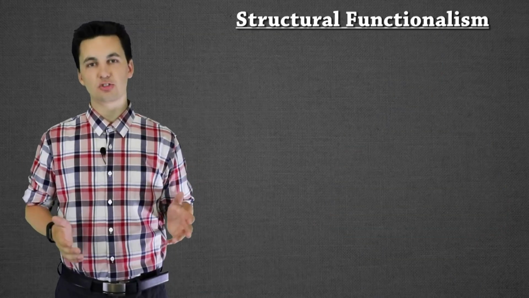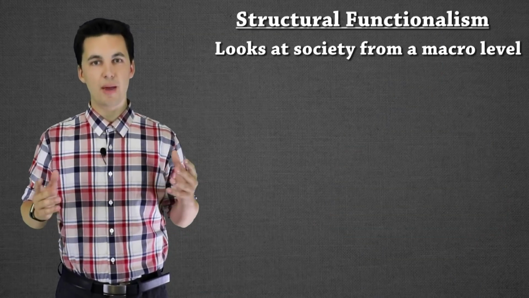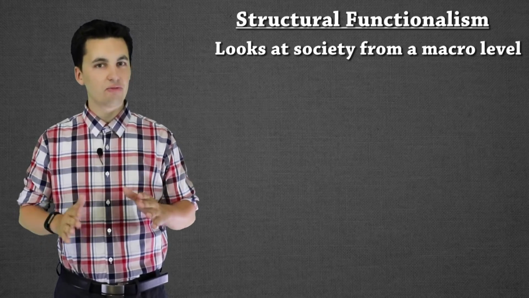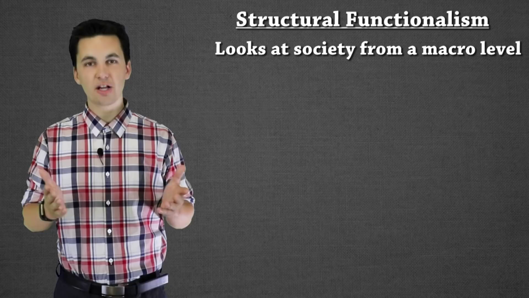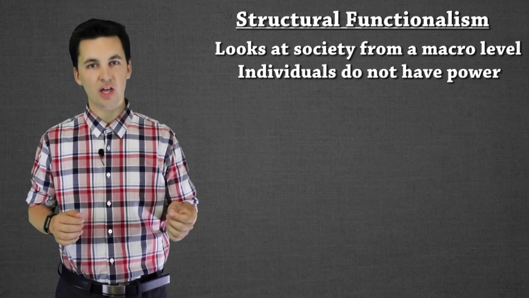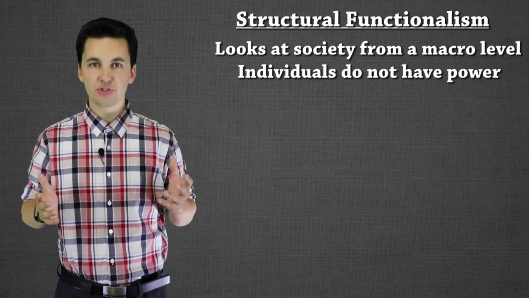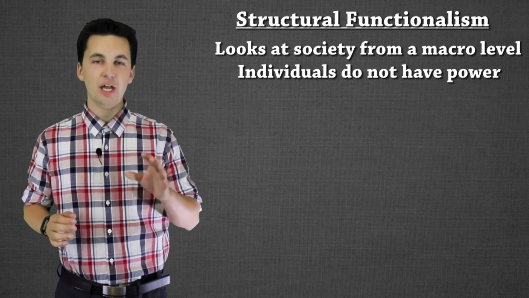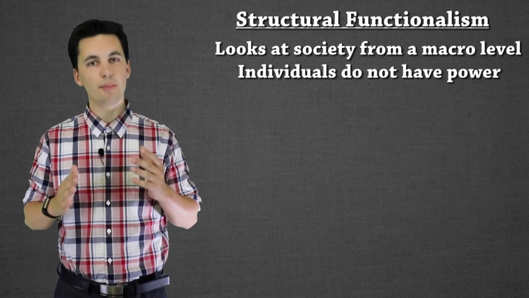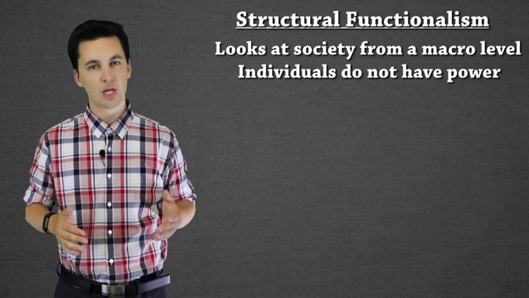So structural functionalism is looking at society from a macro level, meaning it's looking at society as a whole. It's not focused on the individuals. Actually, this theory says the individuals really have no power and say in society. It's, again, these big institutions that'll play a part. Now, we're going to get into what institutions are in just a second, but before we do, we need to talk about a manifest function and a latent function.